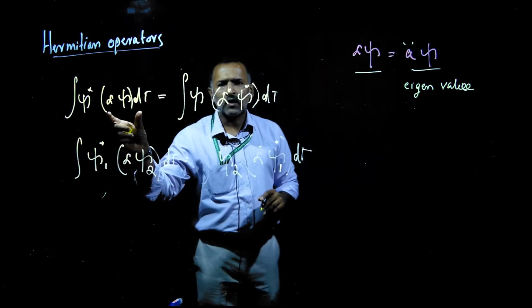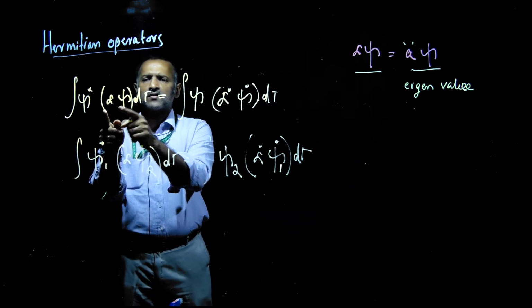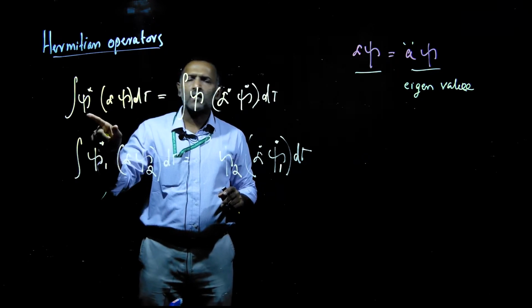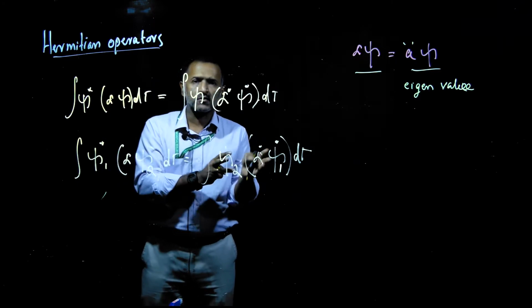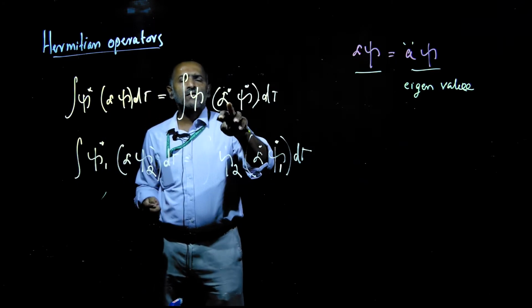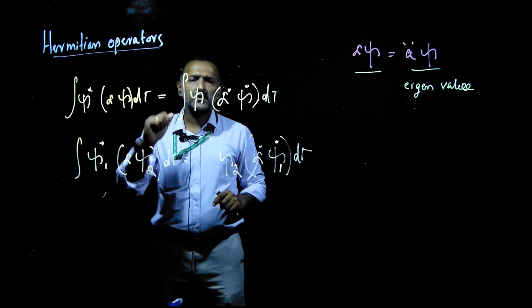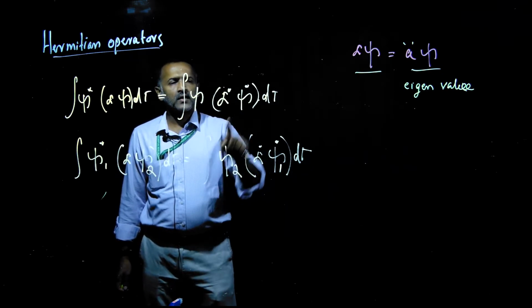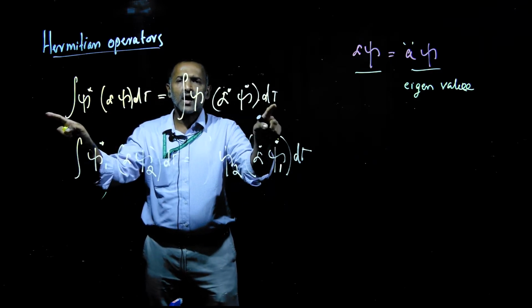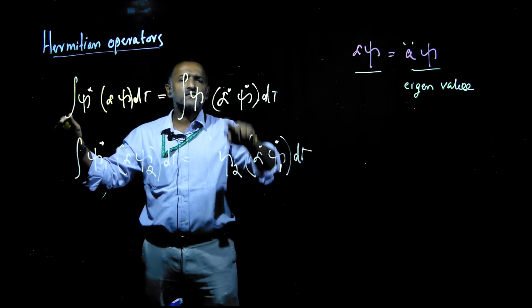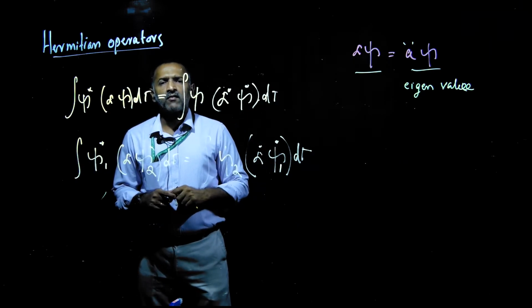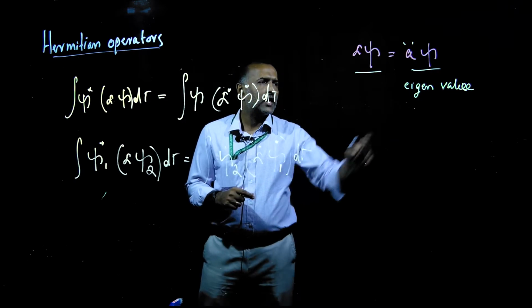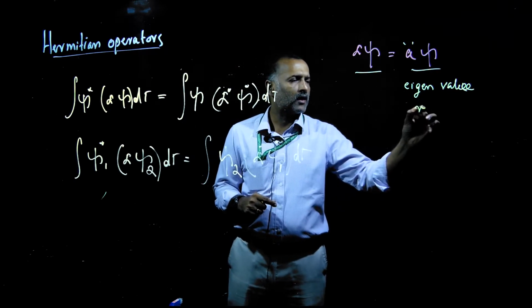Coming back to this equation, alpha is an operator operating upon a wave function psi, and you are multiplying by the complex conjugate. It should be equal to the complex conjugate of alpha, which is alpha star, operating on the wave function psi. If the left hand side is equal to the right hand side, it means the eigenvalue you obtain will be a real value.